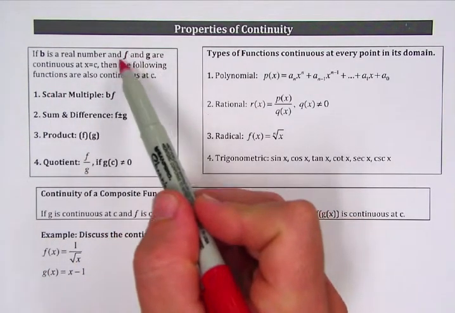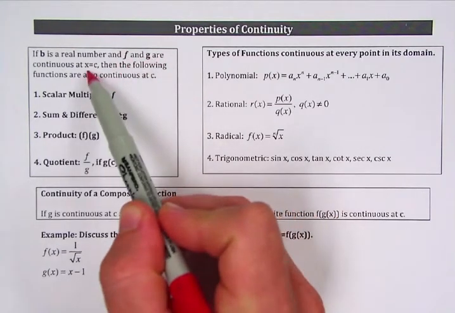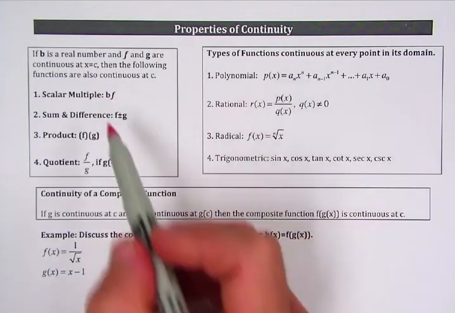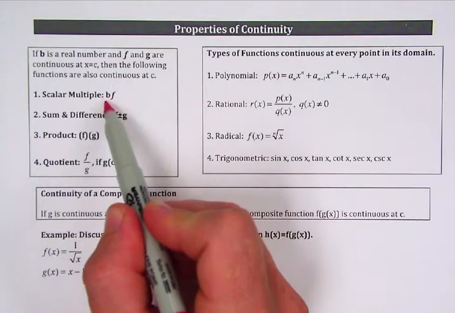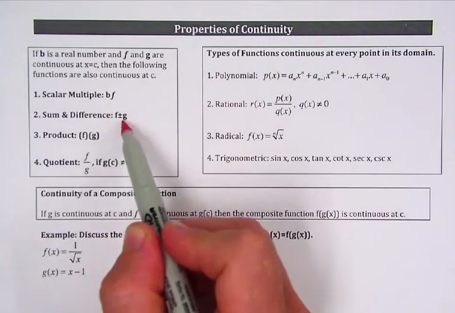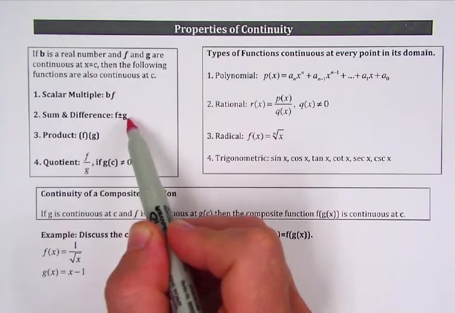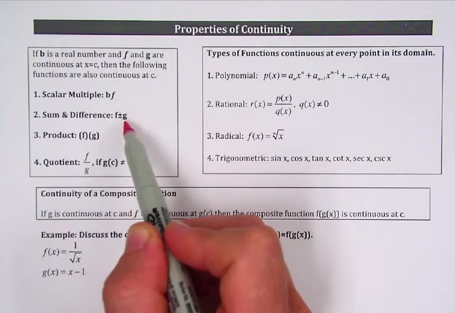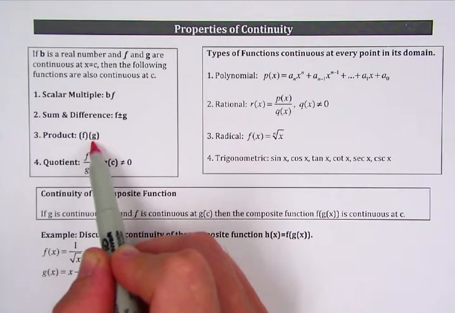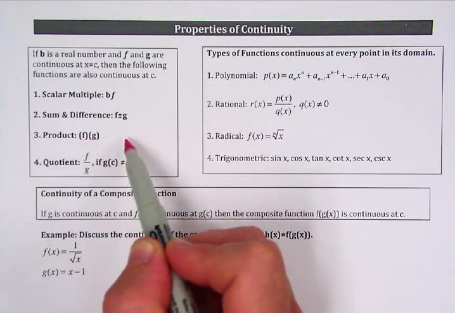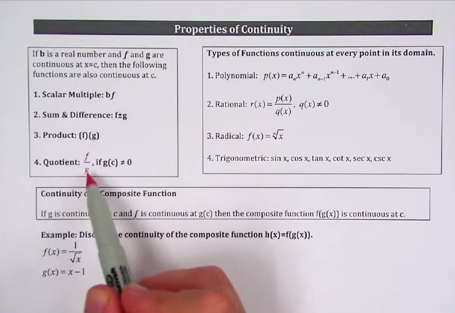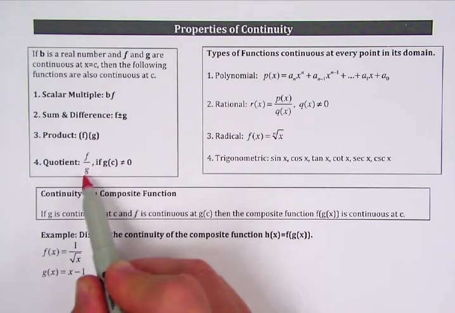So if we can just have two basic functions that we know are continuous at c, then we know these things are also true to be continuous. So if we have a continuous function that we multiply by a number, we know that it's also going to be continuous at c. If we add the two functions that are continuous at c, well, that function would also be continuous at c. If we multiplied them, same thing. So continuous function at c, continuous function at c, multiply them together, we would still have a continuous function at c. It also works for a quotient, okay, as long as g of c doesn't equal 0.